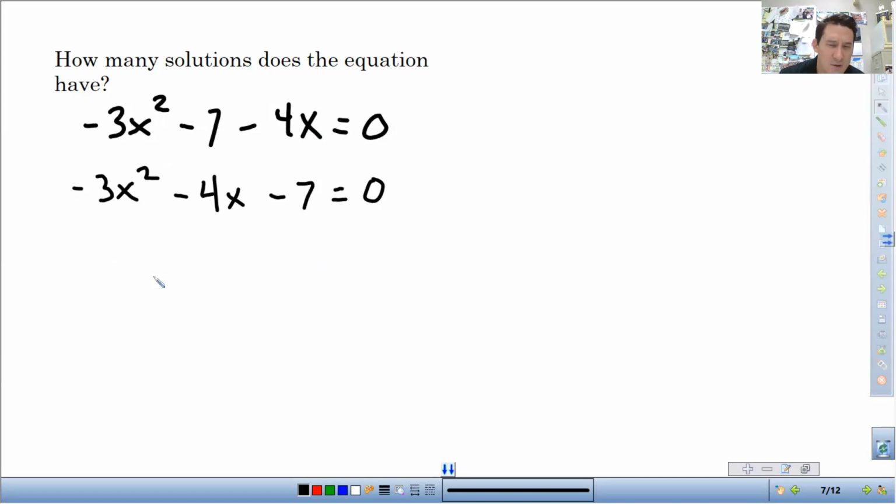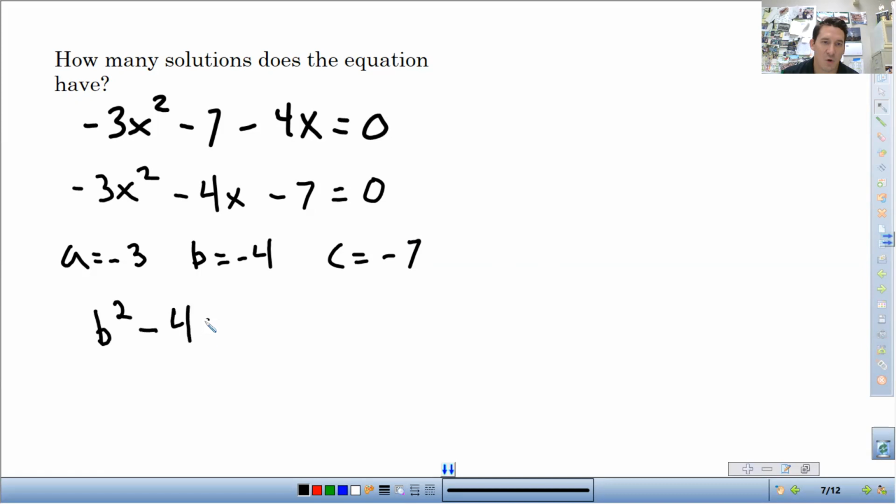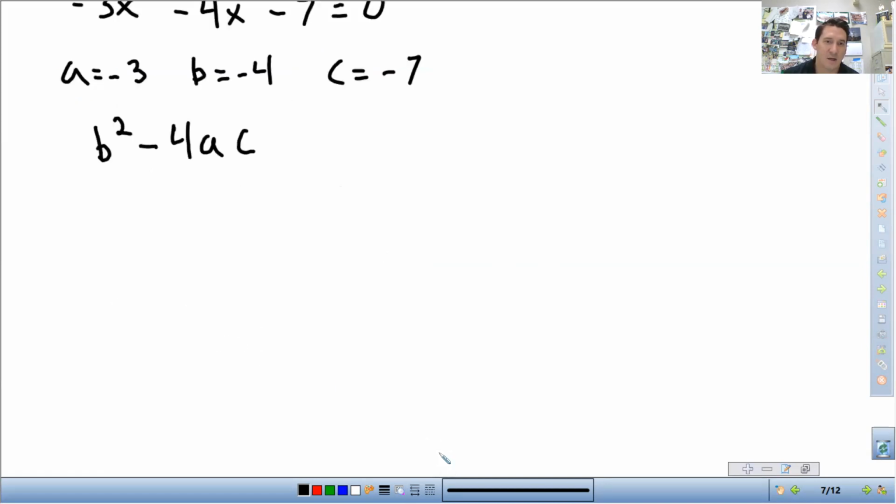If it's out of order, you might mess up with the A, B, and C. So A is negative 3, B is negative 4, C is negative 7. So I'm going to put those values into the discriminant b squared minus 4ac.